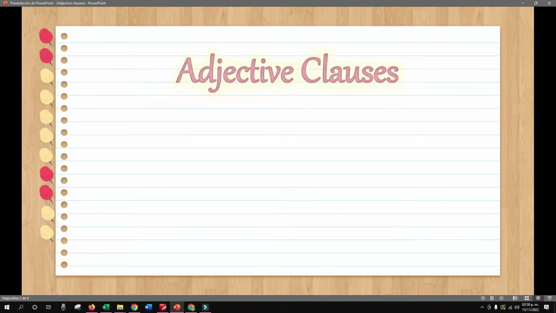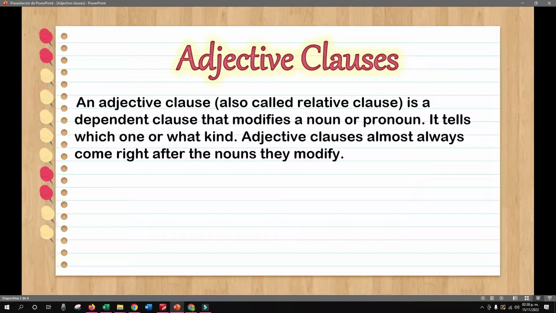So it says adjective clauses. An adjective clause, also called a relative clause, is a dependent clause that modifies a noun or pronoun. It tells which one or what kind. Adjective clauses almost always come right after the nouns they modify. And when you have a clause, guys, you can have a dependent clause and an independent clause. Like in the conditionals, right, we have two clauses. We have the if clause and also the main clause, right?